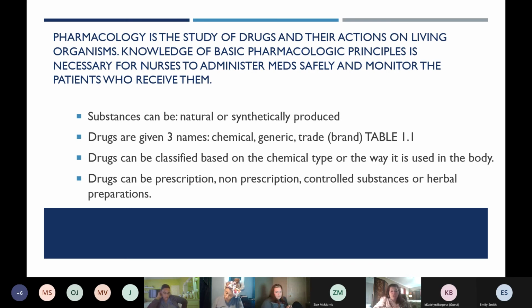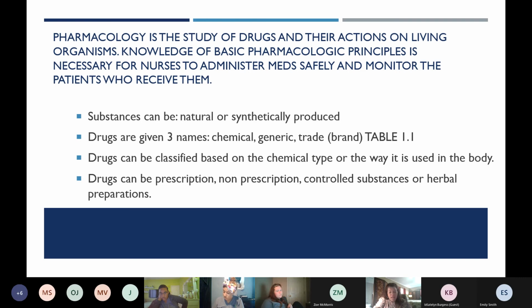So in addition to those classifications, drugs can be prescription or non-prescription. They can be controlled substances, or they can be herbal preparations. So we have all kinds of medications that are thrown into the mix, okay? And it is important that we're going to talk about this a little bit more.